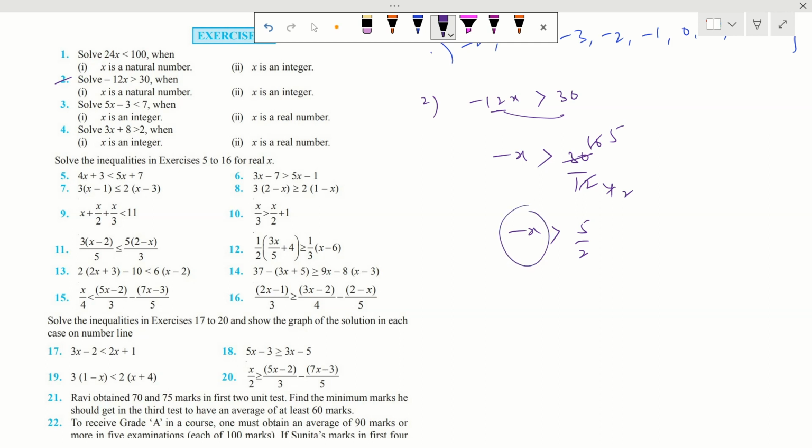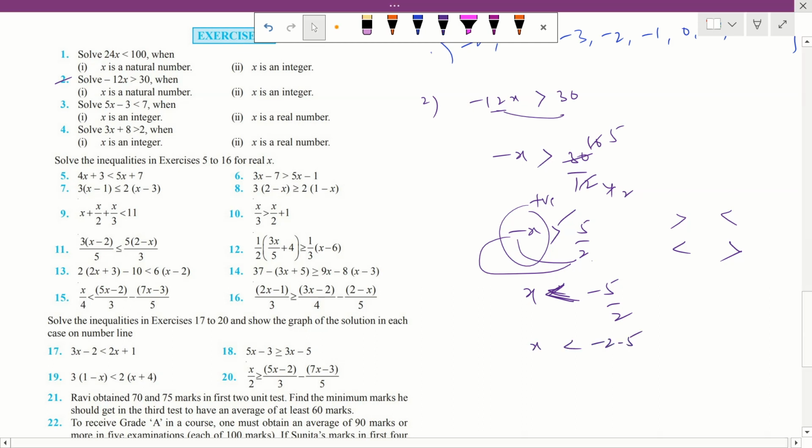Here on the left side we always need to keep a positive variable. If we take the negative to this side, then the greater than symbol will become a less than symbol, and if it is less than, it becomes a greater than symbol. So when we take a negative sign from the left to the right, the symbol flips. Therefore, here the greater than becomes a less than: x is less than 5 by 2, which is the value minus 2.5.